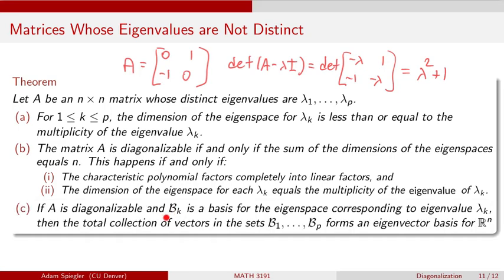And if we let B sub k denote a basis for the eigenspace of eigenvalue lambda sub k, then we can take the collection of all vectors in each of these bases, and that's going to form a collection of n linearly independent eigenvectors, which is going to therefore be a basis for Rn.